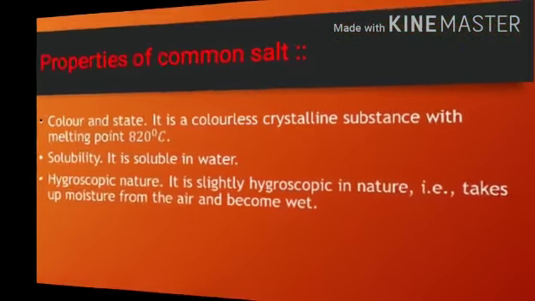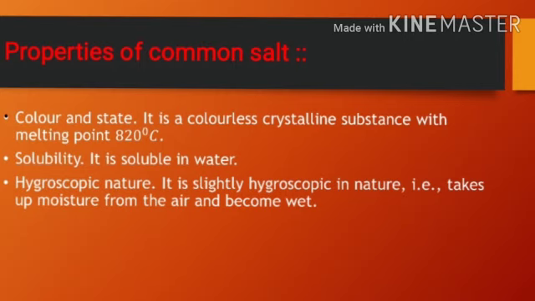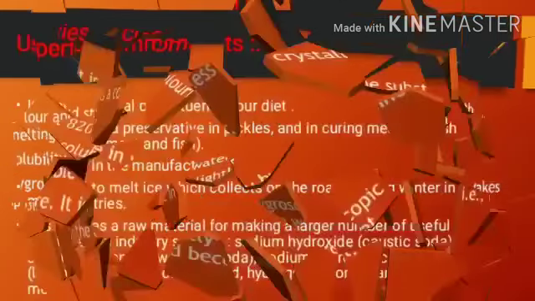Now let's move to the properties of common salt. It is a colorless crystalline substance with melting point 820 degrees Celsius. It is soluble in water. The solubility does not vary with temperature and it is slightly hygroscopic in nature. Hygroscopic substances are those substances which take up moisture from the air.